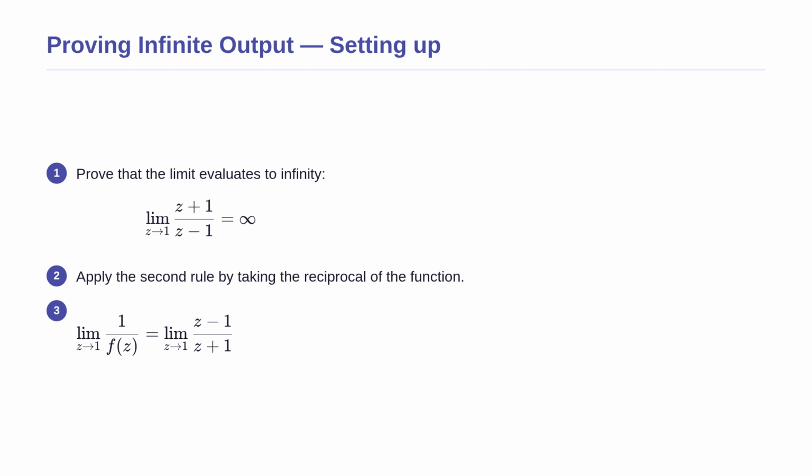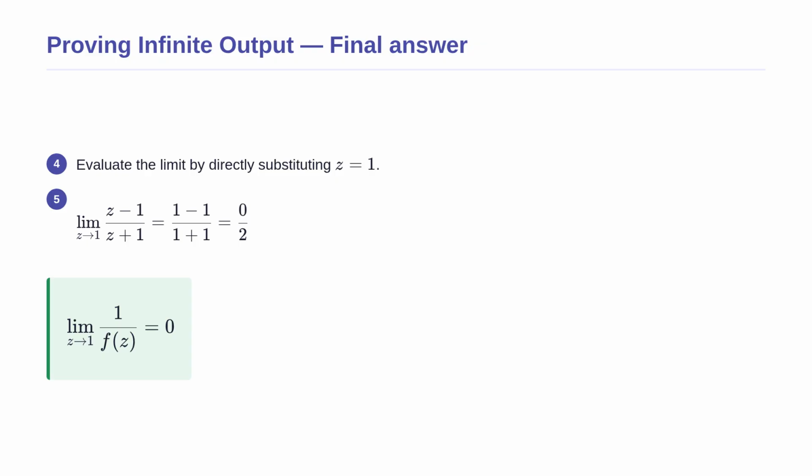We flip the function upside down and prove that the limit of this flipped function goes to exactly 0. Notice how the numerator and denominator have simply swapped places. Continuing with our flipped function, we are still letting z approach 1. We evaluate the limit by directly substituting the value 1 in place of the variable z.